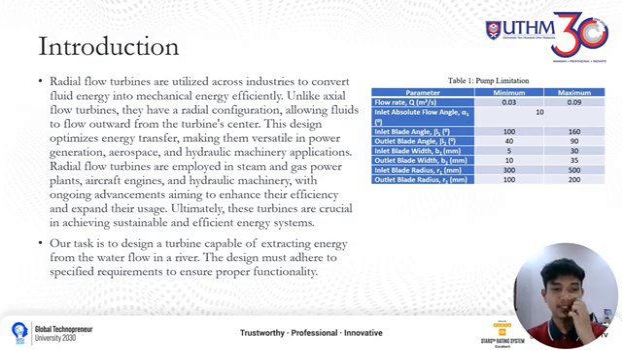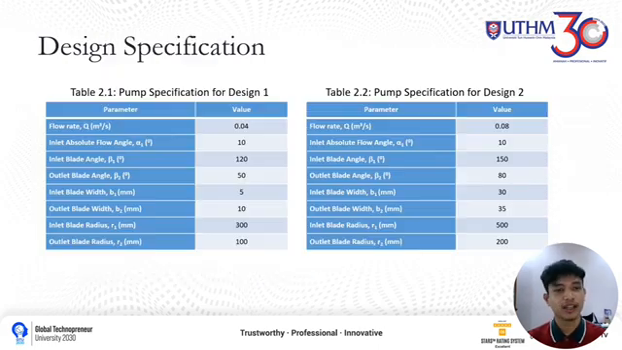Our task is to design a turbine capable of extracting energy from the water flow in a river. The design must follow the specific requirements that are already stated in the instruction. On the table here, we have the pump limitation, with minimum and maximum values. Moving to design specification, we have two types of design.